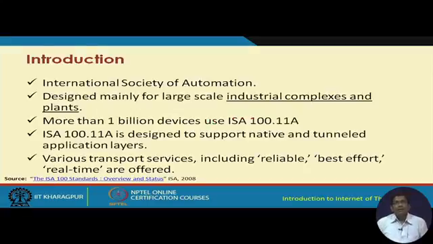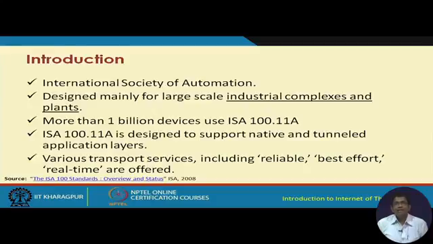So, it is a protocol that has been designed by the International Society of Automation, and this is particularly used for plants in the industries, industrial complexes, industrial plants and so on and so forth. There are more than 1 billion devices that use ISA 100.11a at present.